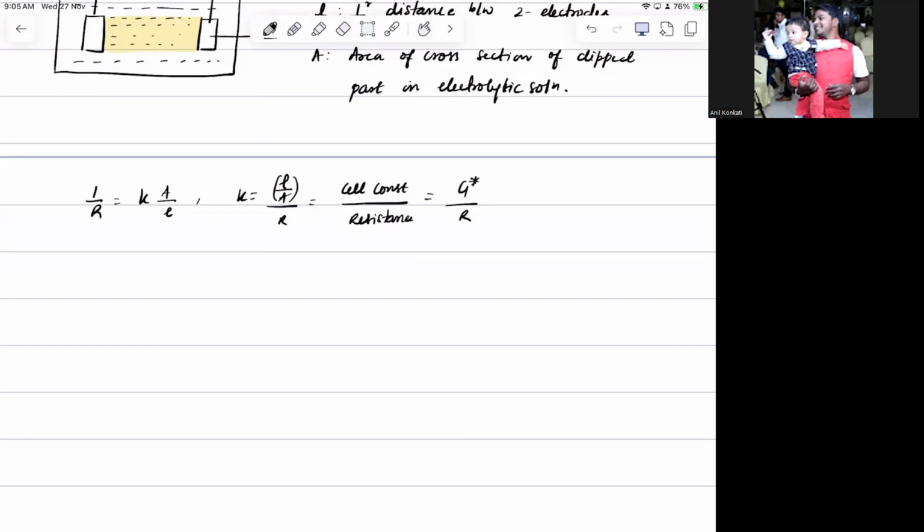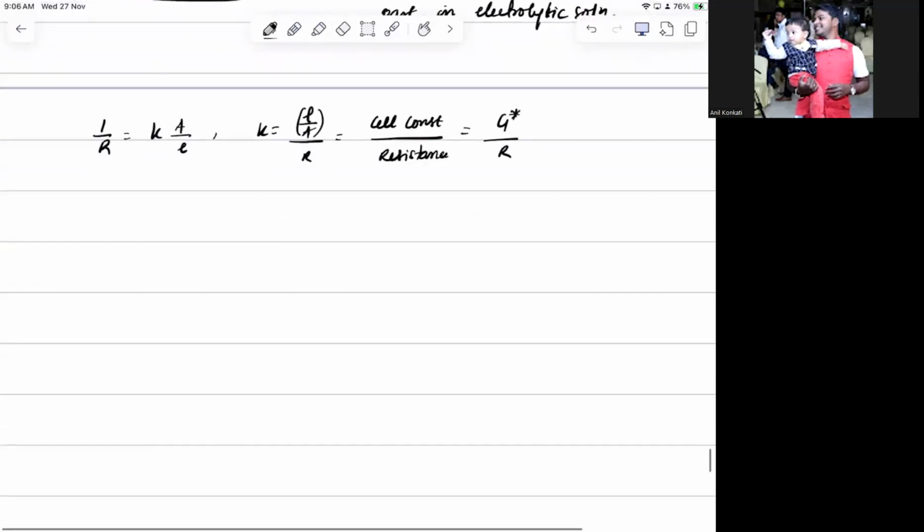When it comes to a metallic conductor, you know that on increasing temperature, resistance will increase, correct? Because more hindrance will be there for free electrons. But in an electrolytic conductor, it is exactly opposite. Increasing temperature means resistance will decrease and conductivity will increase. That is a major difference between these two. Other than that, the differences I gave you in the notes, I request you to just go through it once.